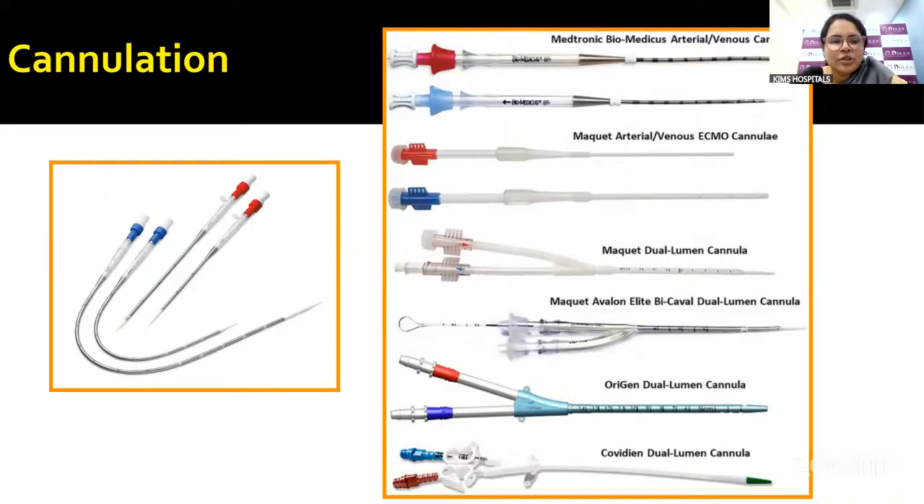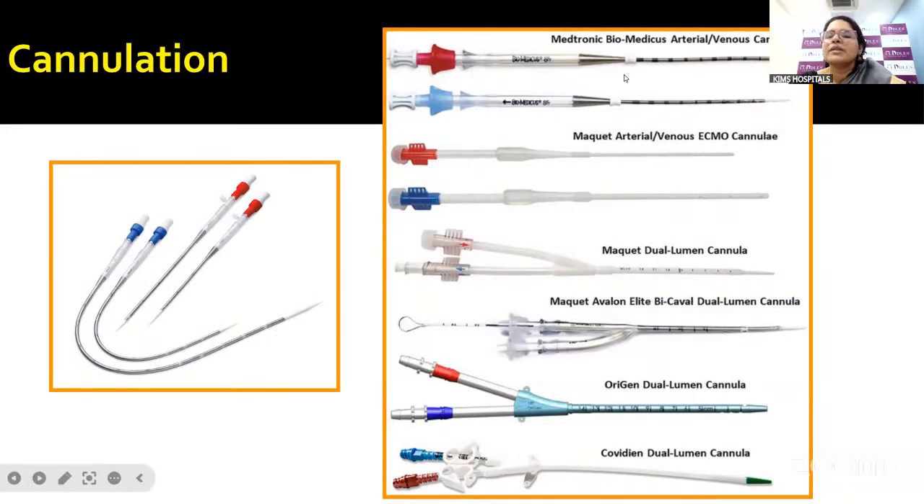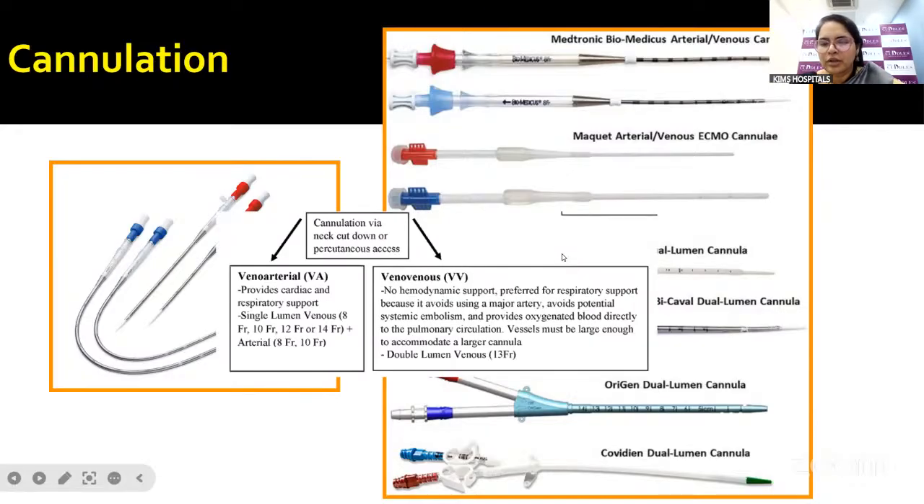Now, coming to cannulation. Various cannulas are available, starting from the straight as well as the curved cannula that you can see on the left side. These are some pictures of different cannulas that are available commercially. On the right side, you can see the Medtronic Biomedicus arterial and venous cannula in the first two pictures. You can also see in the fifth picture a dual lumen cannula, wherein a single cannula can be used for both drainage and for return.